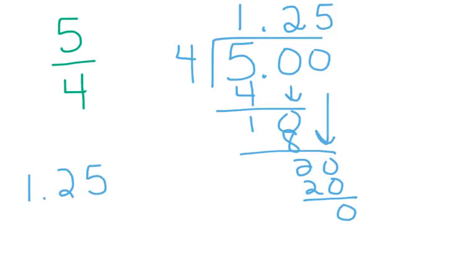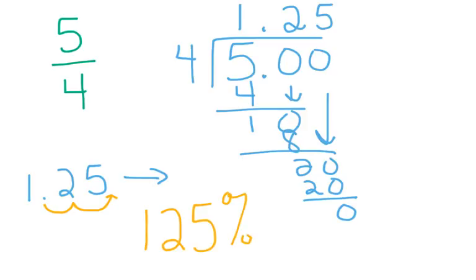1.25 for 5/4. And if I want to turn that into a percentage, again, same rules. Moving it 2 places to the right, and I end up with 125%. So no matter what your fraction is, your numerator divided by your denominator will give you your decimal equivalent, and you always move the decimal 2 places to the right and add your percent sign.